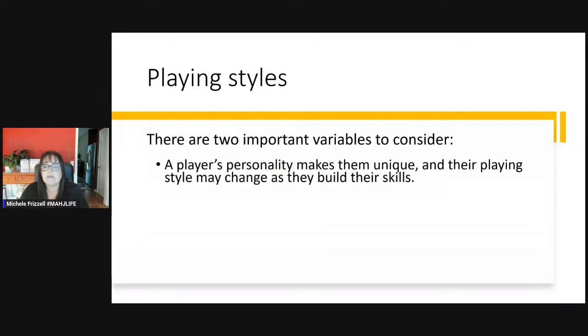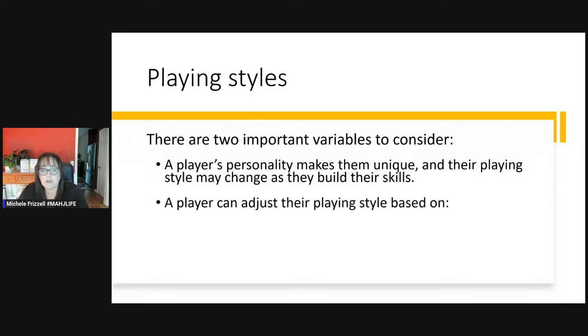The first is that a player's personality makes them unique, and their playing style may change as they build their skills. So when you first learn the game, you may have a different playing style than after you've learned how to apply strategies correctly, and also how you play the game yourself, just your skills in decision making. Your style of play can change.